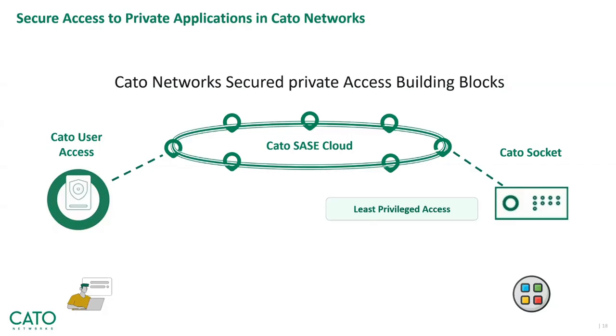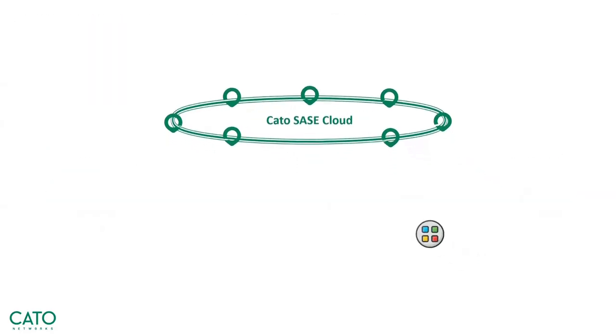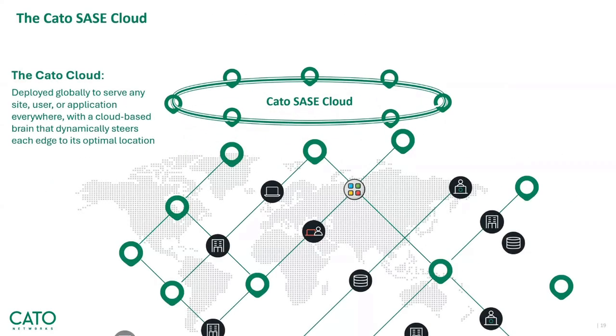So the last piece of the puzzle is the CATO SASE Cloud. And this is another important module. The CATO Cloud is the one responsible for transferring all the traffic, of course. And because we have a backbone of more than 85 POPs already, we make sure that no matter where the user is or the application resides, we always have a POP nearby to take care of the traffic.